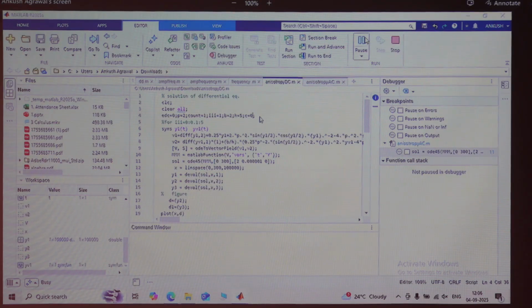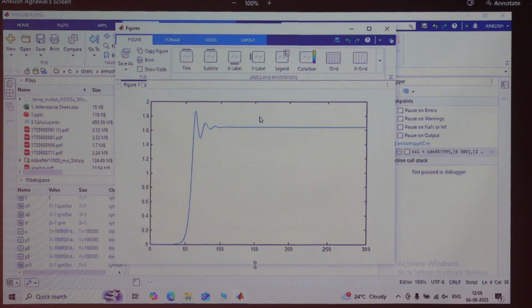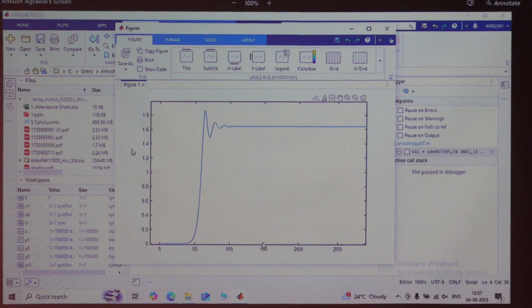It's a code that has both AC and DC, in which you can solve. Now you can see, this is the first part. On the X-axis you have the time interval from 0 to 300. On the Y-axis you have theta in radians. That is for viscosity parameter eta, anisotropy parameter 0.